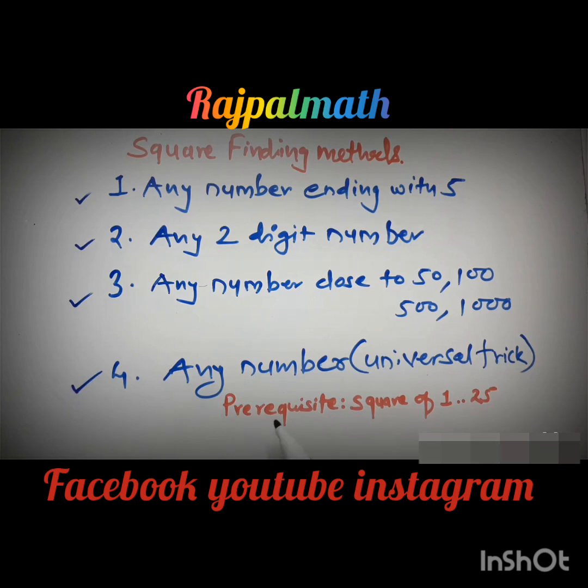The prerequisite: you should know the square of numbers 1 to 25. That's our recommendation. If you remember the square of 1 to 25, your calculations will become really faster.